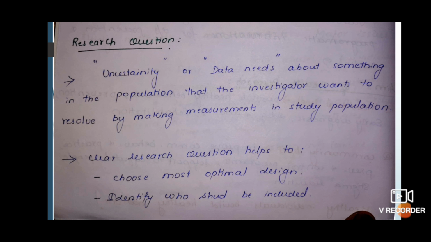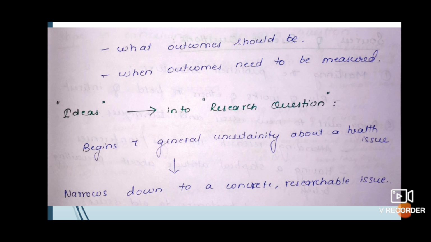And what is a research question? A research question is an uncertainty or data need about something in the population that the investigator wants to resolve by making measurements in the study population. And so a clear research question should be framed to choose the most optimal design, or to identify who should be included and who should be excluded.